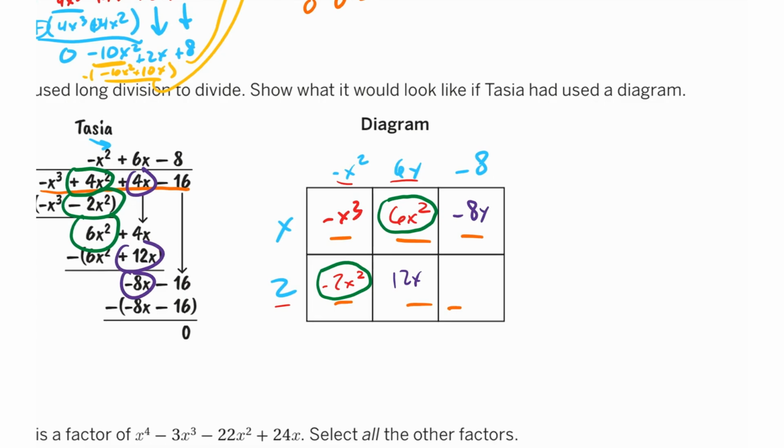And then when we figure this last one out, we end up just getting negative 16, which, again, because we are getting no remainder, that's just our bottom right number.